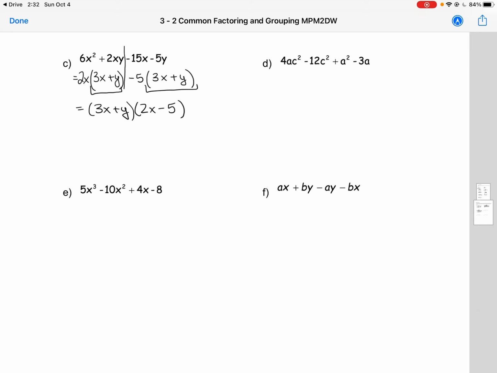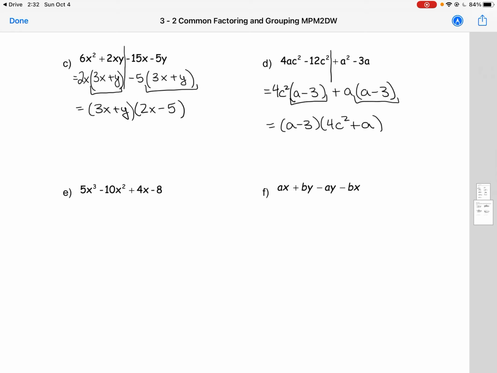Example D, break it into 2 groups again. And now I've got something in common between my first 2, 4c squared, which when I factor that out of my first two terms, I'm going to end up with a minus 3. And then in my second term, I just have an a in common here. When I factor that out, I'm going to be left with a minus 3 as well, leaving me with another common binomial, which I can pull out again as the greatest common factor between those two terms. And then I get 4c squared plus a as my leftover piece.